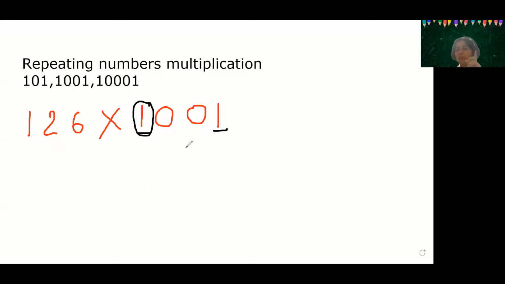The place value of this second one is 1000. So the first step is over. Writing the place value is the first step.